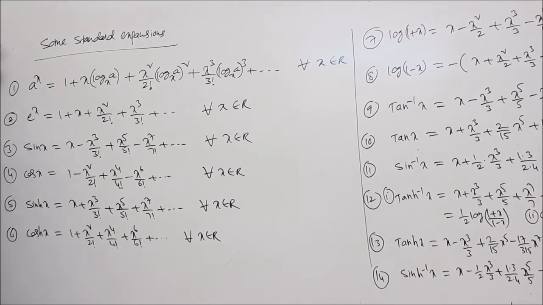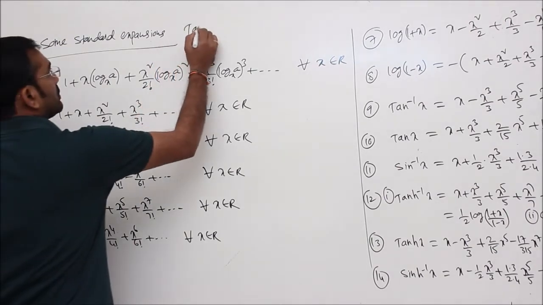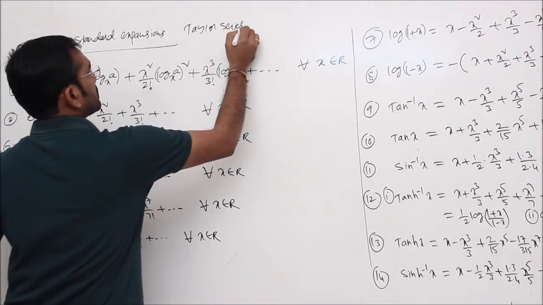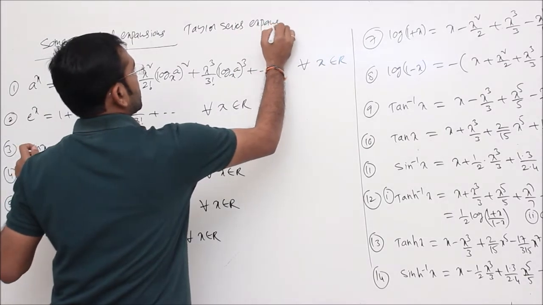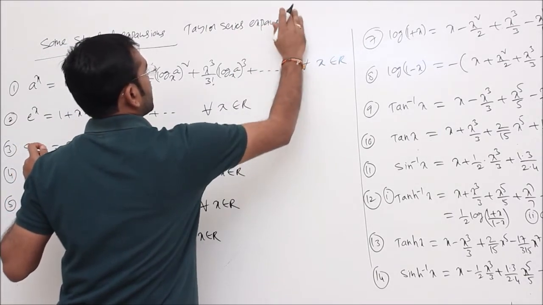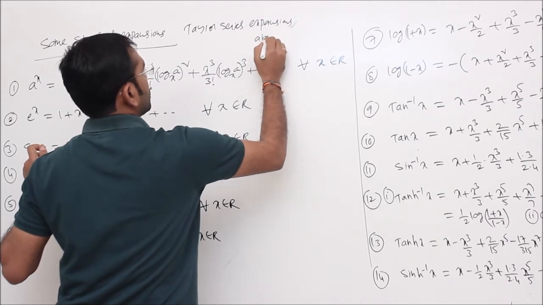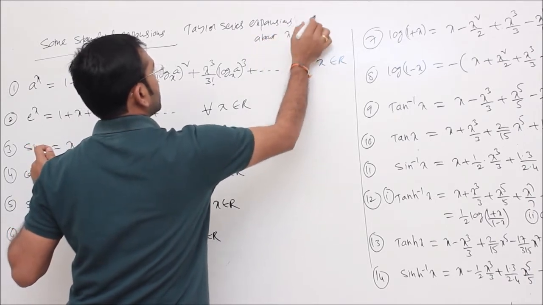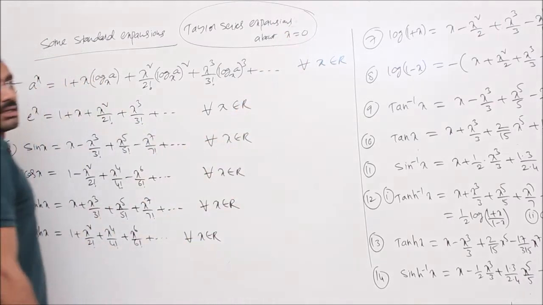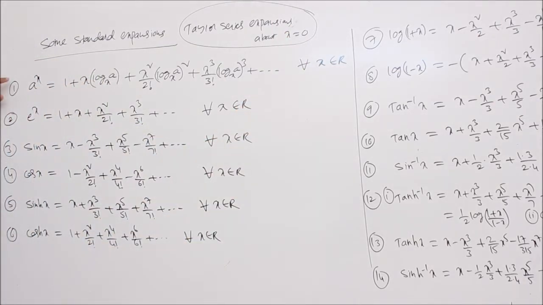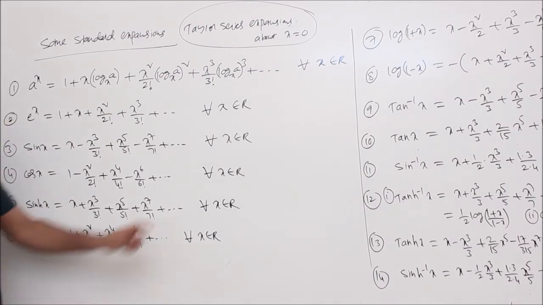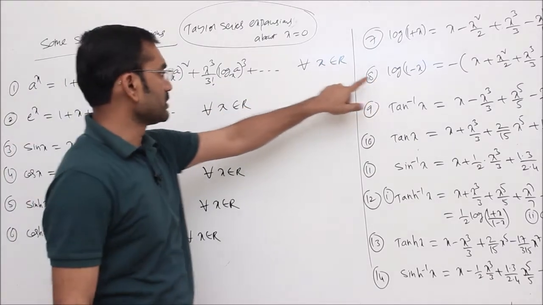Now I am giving some standard expansions. All these expansions are Taylor series expansions of the functions a power x, e power x and so on, about x equal to 0, or I can say Maclaurin series expansions. Here a power x, e power x, sin x, cos x, sinh x, cosh x, log(1 plus x), log(1 minus x), all these have corresponding conditions.